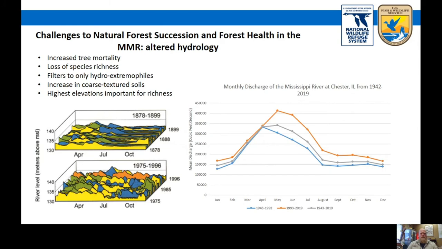This results in increased tree mortality, the loss of species richness throughout the system. It filters to only hydro-extremophiles, or species that can only take and handle the most extreme flooding events. It results in an increase in coarse textured soils like sand and a further loss of species richness. And the highest elevations are very important for species richness.